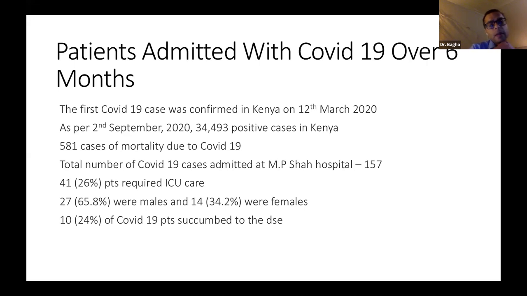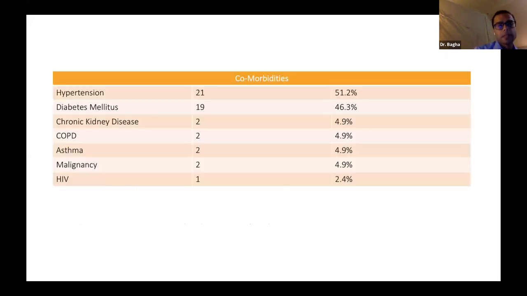Now, from these 41 patients, 27 were males and 14 were females. And out of these 41 patients of COVID, 10 actually succumbed to the disease. Now, these are only the critically ill patients who were admitted to the intensive care unit. Okay, but if you look at the overall mortality, it's basically 10 out of 157 patients.